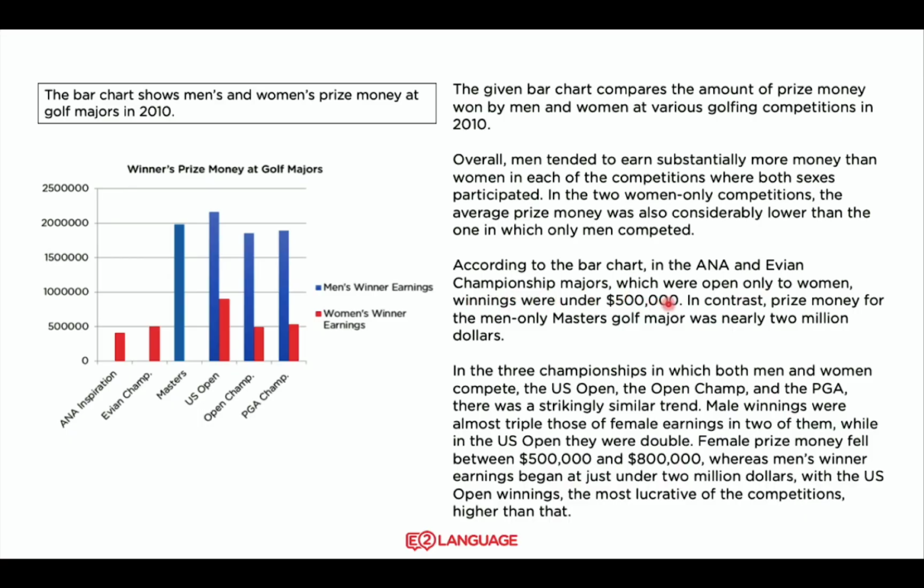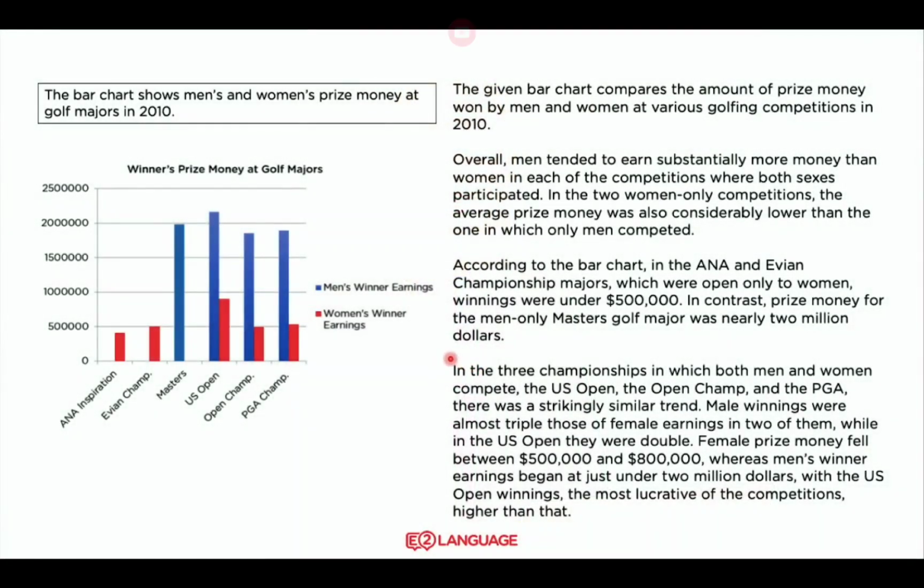Winnings were under $500,000, so that's these two over here. In contrast, prize money for the men-only Masters Golf Major was nearly $2 million here. So same information as the overview, but more detail, and in particular, data included here. And then the other three.